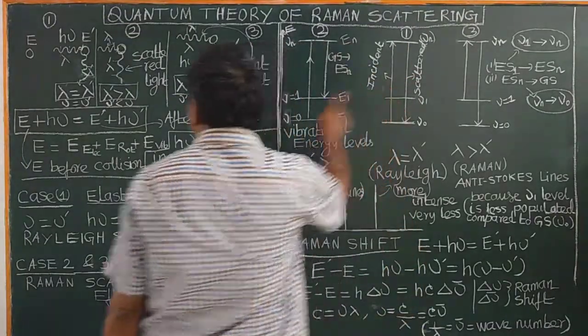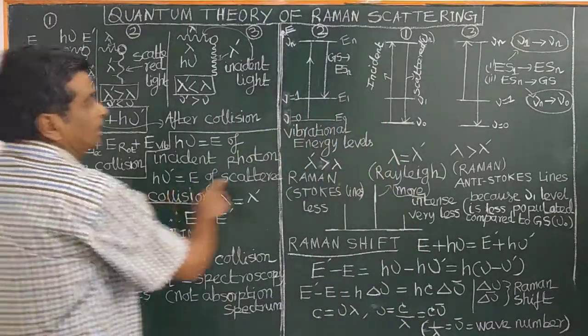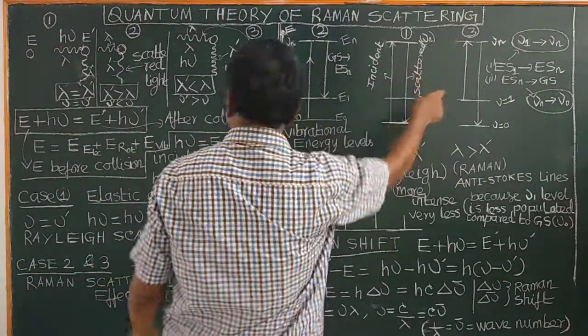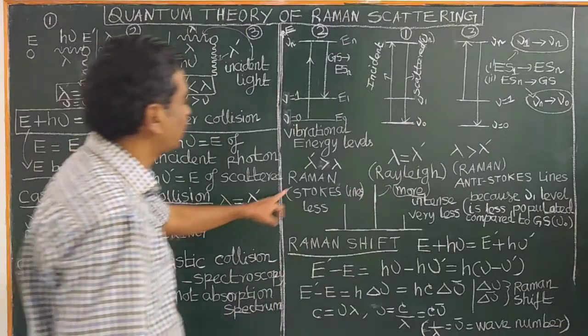Therefore, h nu equal to h nu prime. Lambda equal to lambda prime. H nu equal to h nu prime. Therefore, lambda equal to lambda prime.